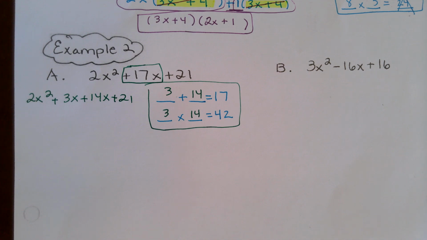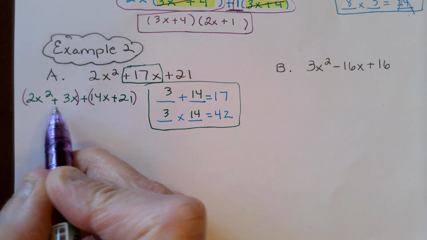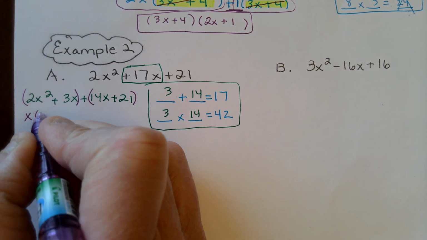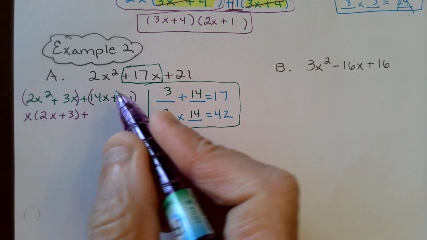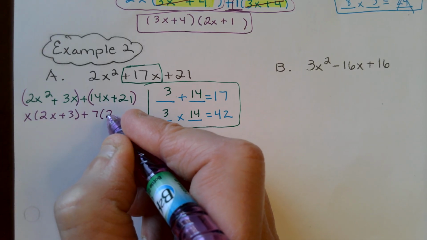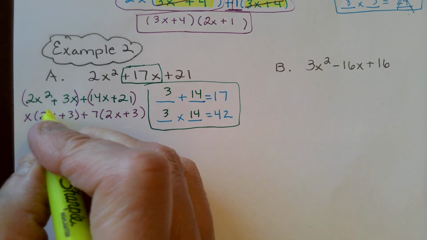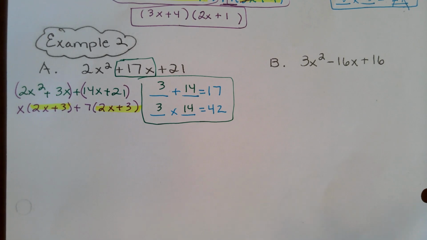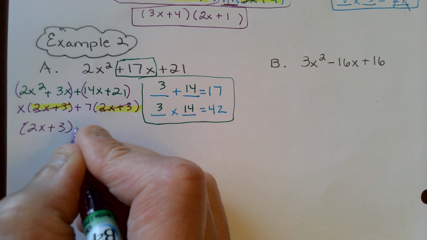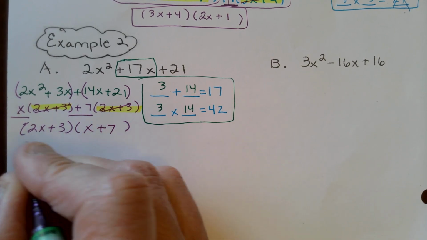Class, what's the next step? You got it. We're going to group. We're going to look in the first one. GCF in the first one is x. 2x plus 3 plus GCF in that 7. 2x plus 3. Yay! As you can see, it works out pretty darn smooth. We can take that 2x plus 3 out front, and now we just see what's left. x plus 7. And we're done.